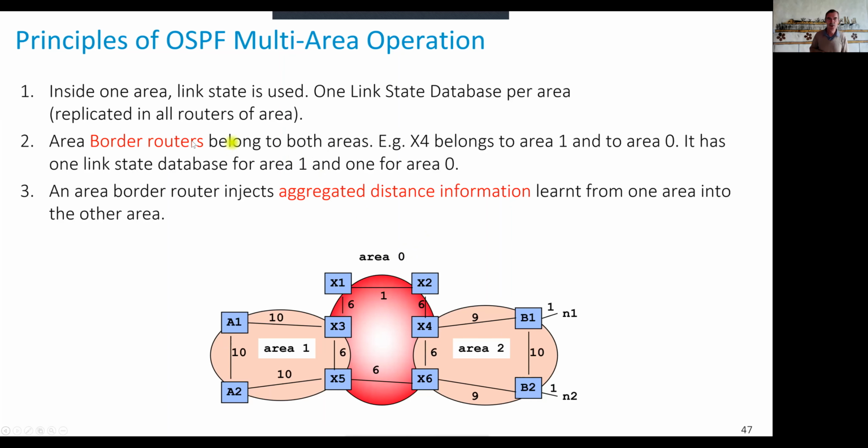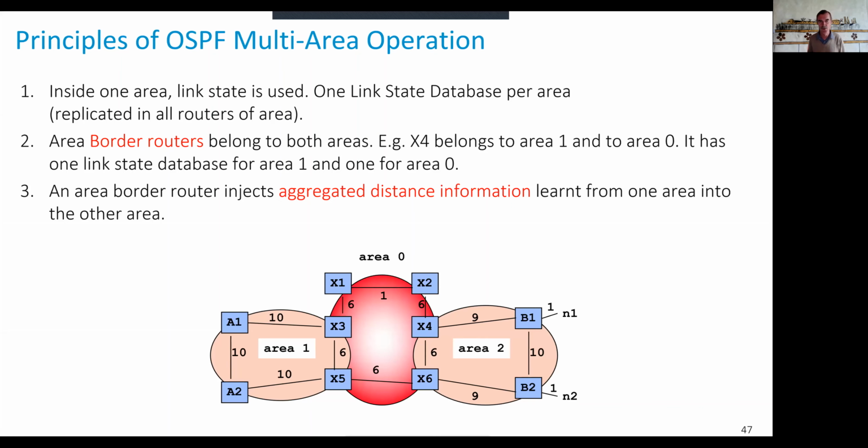To make the link between areas, there are what is called border routers, like X3 and X5. X1 is not a border router, but X3 is. A border router is a router that makes the link between 2 areas, and it makes this link by being member of the 2 areas.